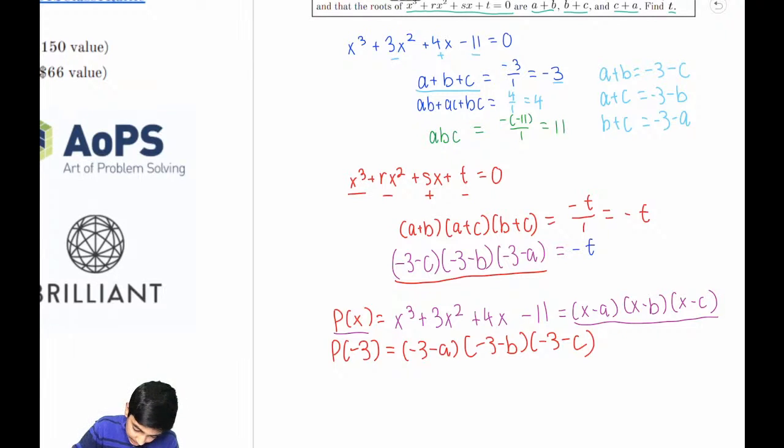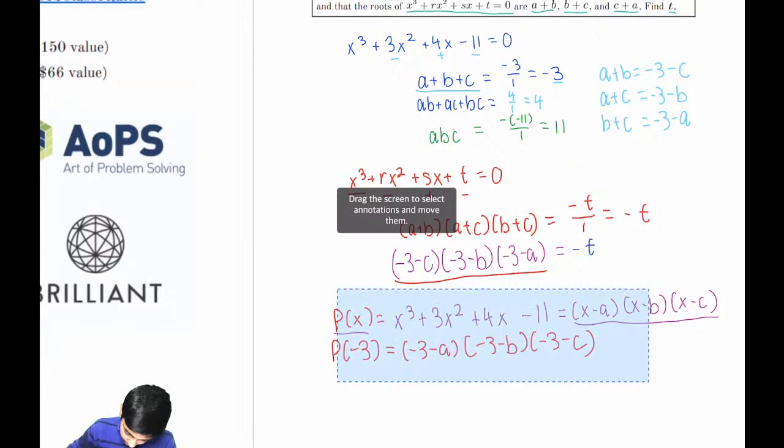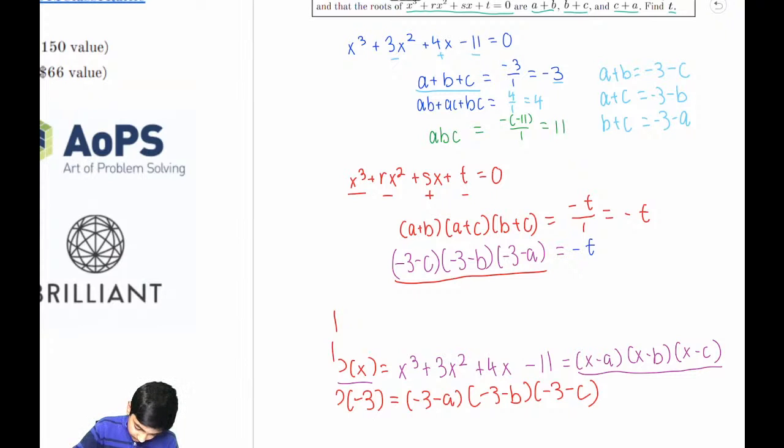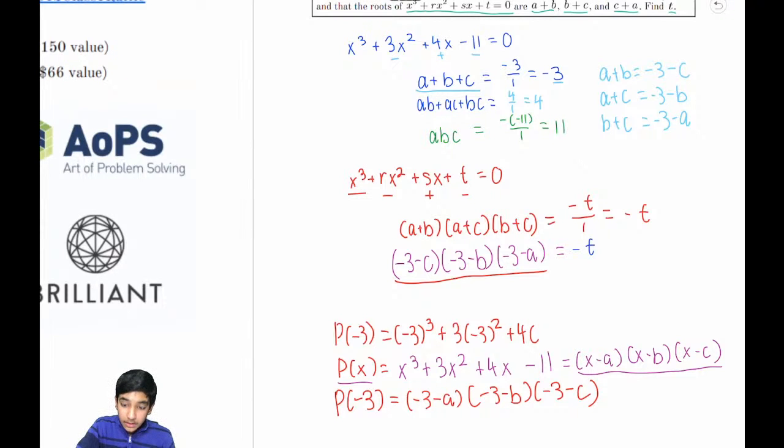Let me just move this down so I can get some more space on top. We also know that p of negative 3 will be equal to negative 3 minus a, negative 3 minus b, negative 3 minus c. So if this is equal to negative t, we can say that p of negative 3 will also be equal to negative 3 cubed plus 3 times negative 3 squared plus 4 times negative 3 minus 11, which is equal to negative 27 plus 27 minus 12 minus 11, which is negative 23.